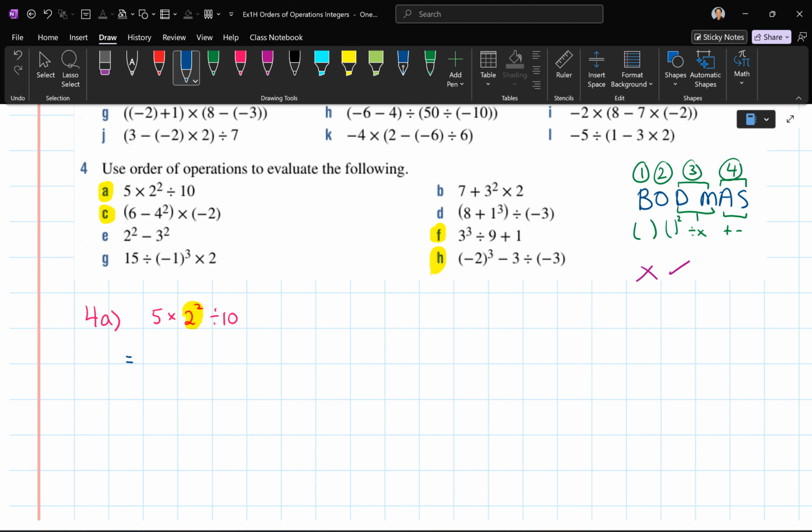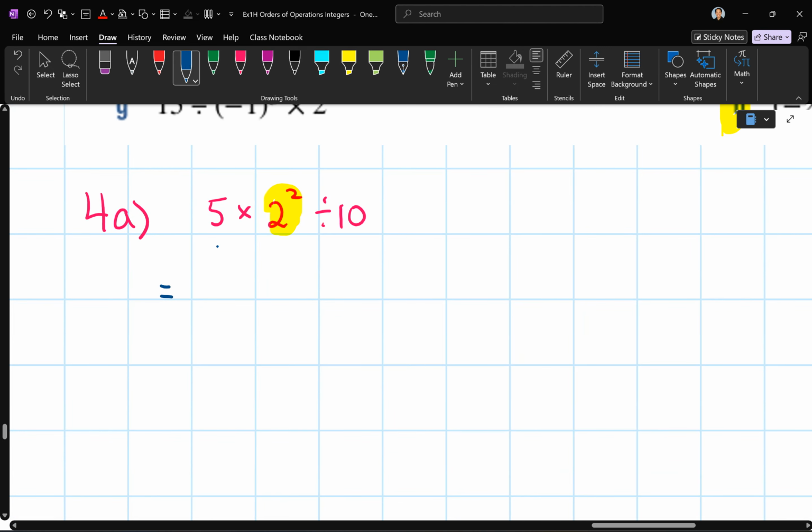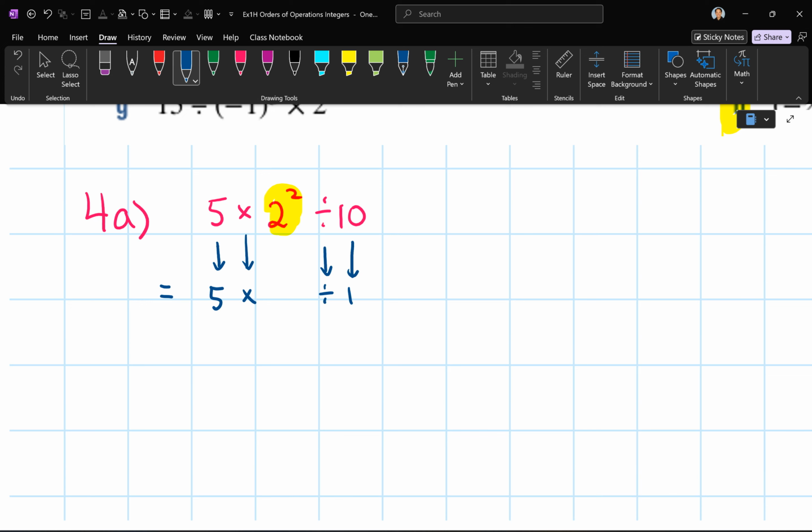Again, make sure your layout is vertical, so I'm going to zoom in. I want you to keep everything the same. So the 5 is still there, the times is still there, the division is still there, and the 10 is still there. See what I'm doing? I keep everything the same. The only thing I'm changing now is the order first.